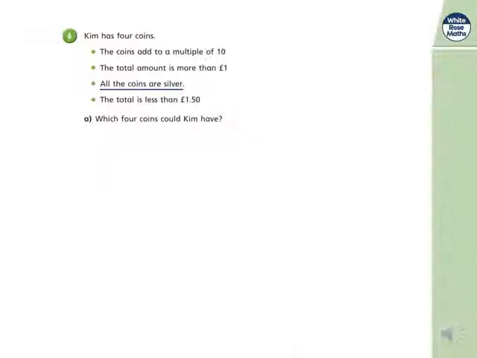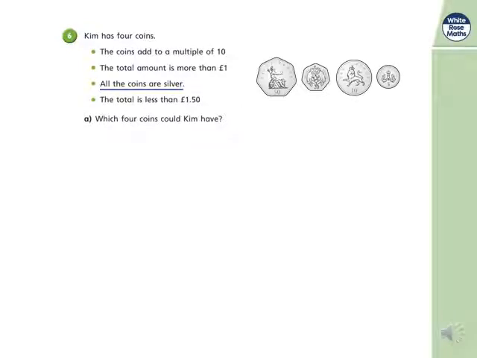So let's have a look first of all. All the coins are silver. So it must only be the 50p, the 20p, the 10p and the 5p. The coins add to a multiple of 10. The total amount is more than £1. So could we try and make £1? The answer would be no, because our total must be more than £1.